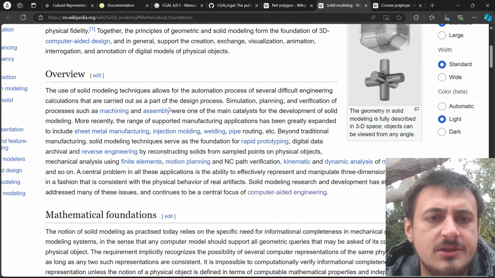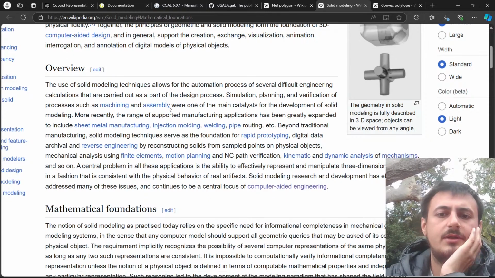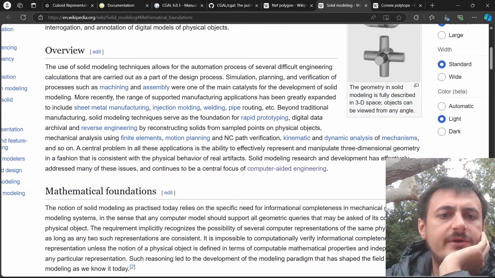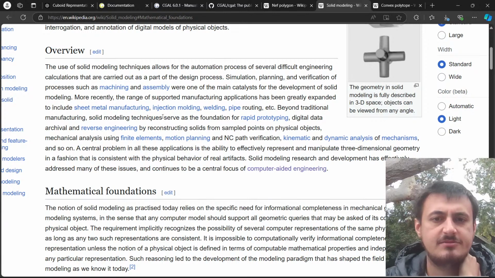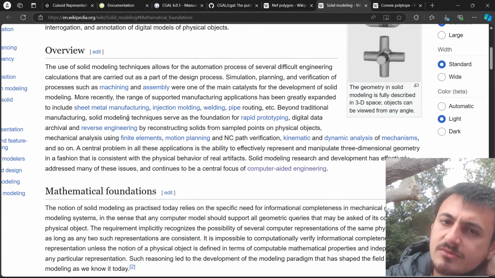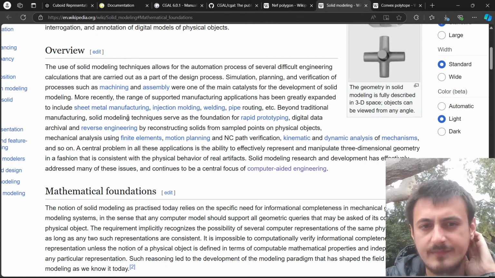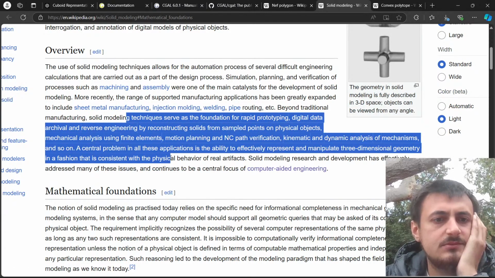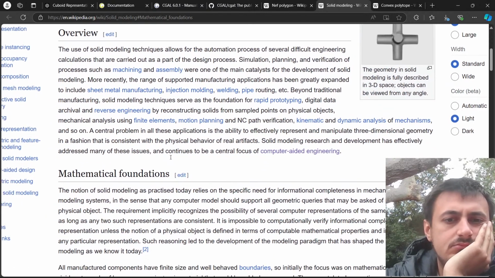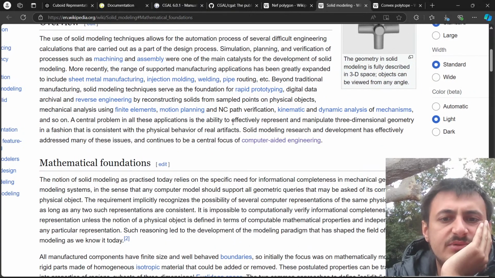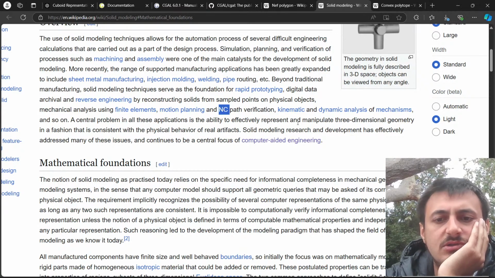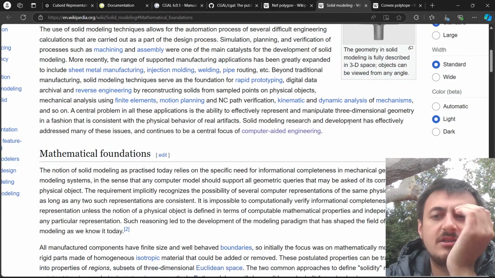The use of solid modeling techniques allows for the automation process. So, yeah, simulation, planning, verification of processes, machining, assembly. My main catalyst for the solid model. More recently, the range of supported manufacturing applications has been greatly expanded, including sheet metal manufacturing, injection molding, welding, pipe routing. Finite element, motion planning, I don't know what that is. Oh, yeah, right. This is just numerical control. Kinematic, dynamic analysis of mechanisms, and so on.